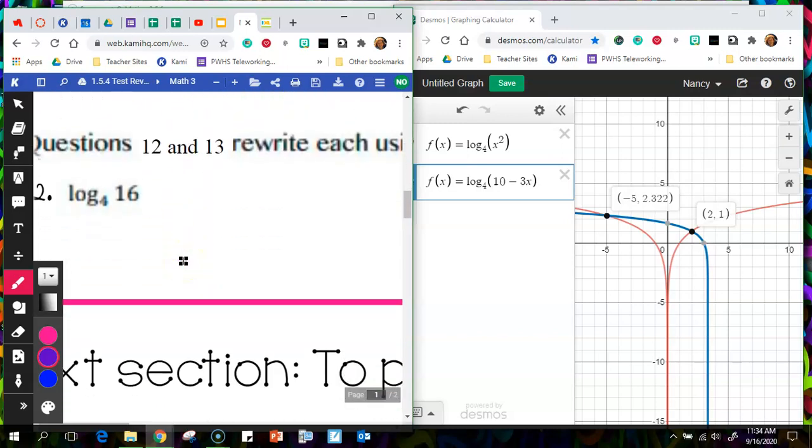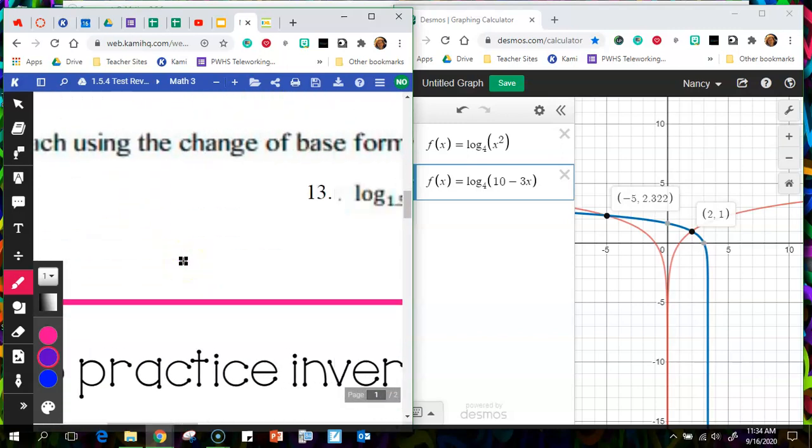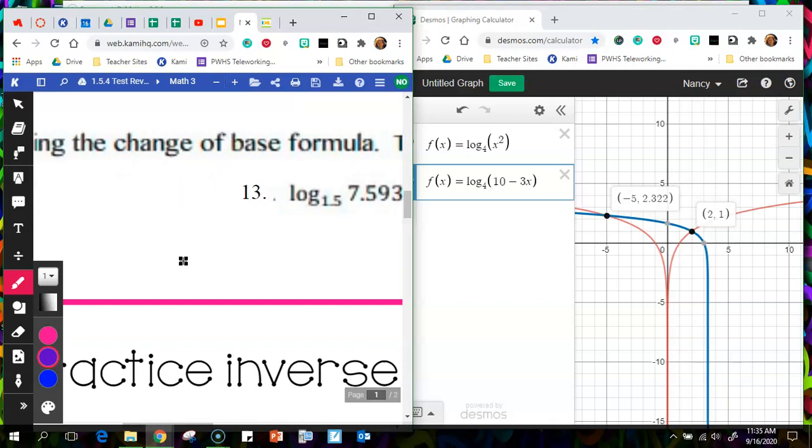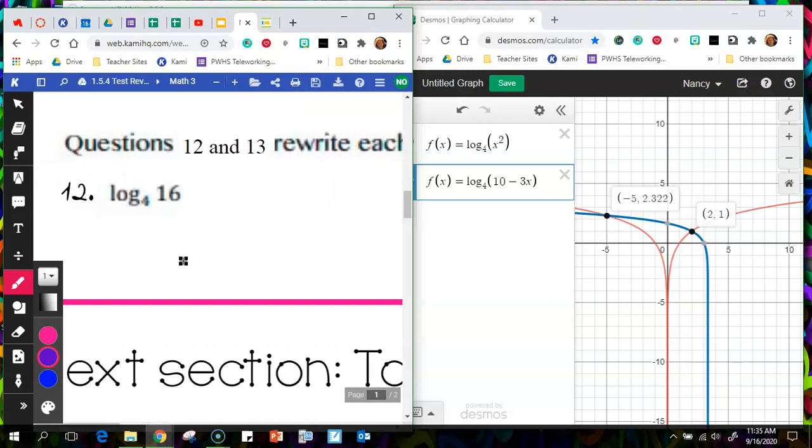All right, number 12, it says rewrite using change of base and then evaluate. Now we did this on Tuesday, I think. We said if we want to evaluate this using a calculator, and we have something besides base 10, we can't put it in the calculator. So what we have to do is use that change of base formula and do log 16 in parentheses divided by log 4. So we would use our calculator.